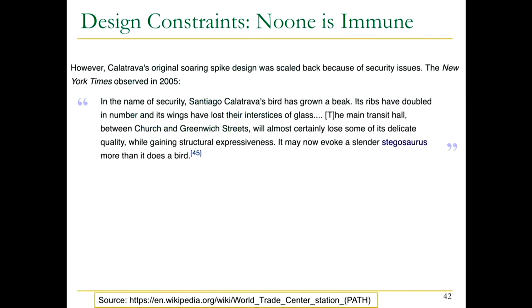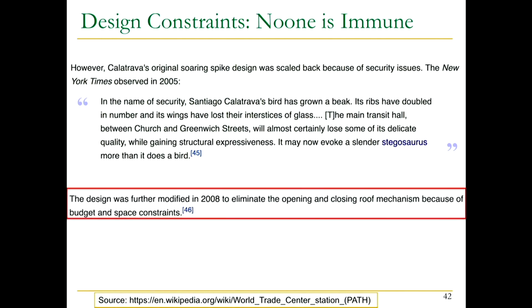Okay, so clearly, you need to read more about it, but security was a first-class constraint in the design over here, and that dictated some of the design choices he had to make in order to design this building. He couldn't make some of these things longer, because this is actually situated in the middle of New York, at a very, very crowded area. So clearly your design constraint is dictated by whatever else is around you as well, which is similar to what we do in computing platforms too. As you can see, the design was further modified in 2008 to eliminate the opening and closing roof mechanism because of budget and space constraints.